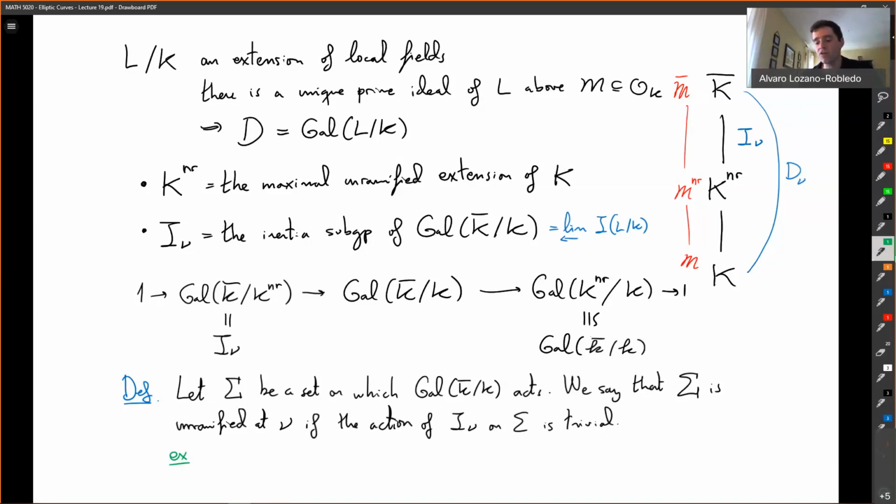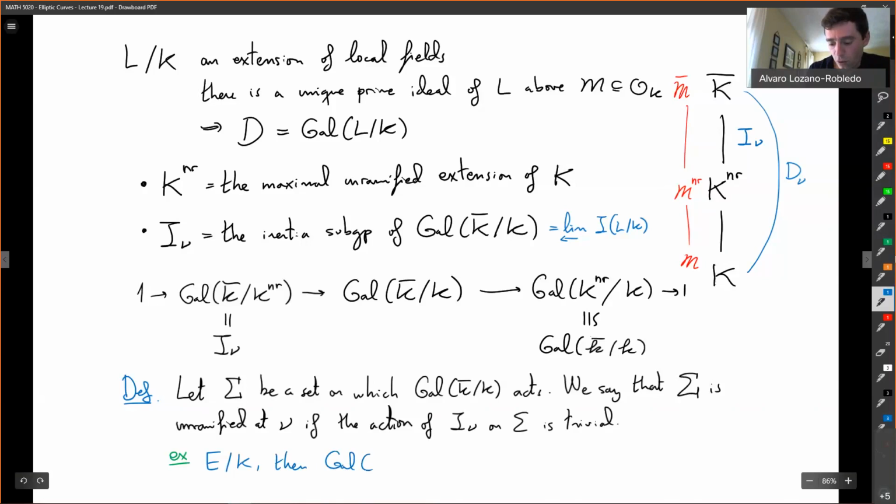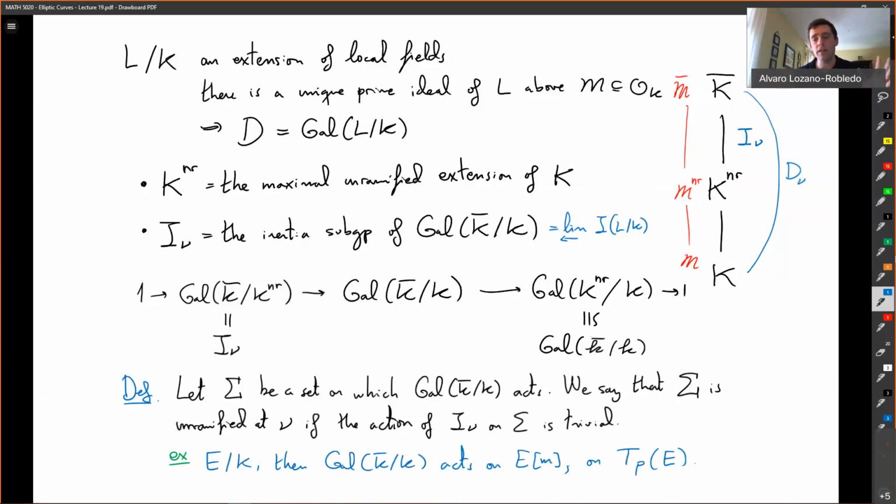This is done by extending what happens to elements of the ring of integers, essentially. So for example, if you have an elliptic curve over K, we know that the Galois group acts on the M torsion, and it acts on the P torsion, and therefore on the Tate module also. And we want to know whether the action is ramified or unramified there. This part is a bit technical, but it's very useful when we start talking about division fields and so on. So I like to address it.